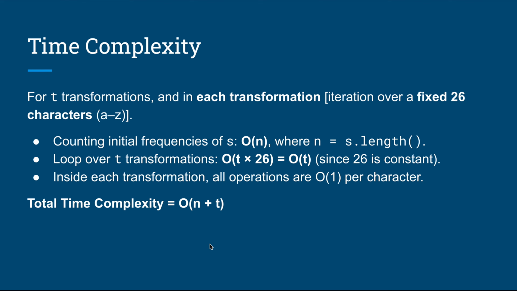Okay. Let's understand the time complexity. As you know, for the T transformations, in each transformation we iterate over a fixed size of 26 characters, A to Z, and we are counting the initial frequency of s of n, where n is the length. And we are looping over T transformations. So we'll take O of T, because 26 is constant, and inside each transformation we are doing each operation in O of 1 time, right? So if you compute it, it will become O of n plus T, the length of the given string and the T number of transformations, right?